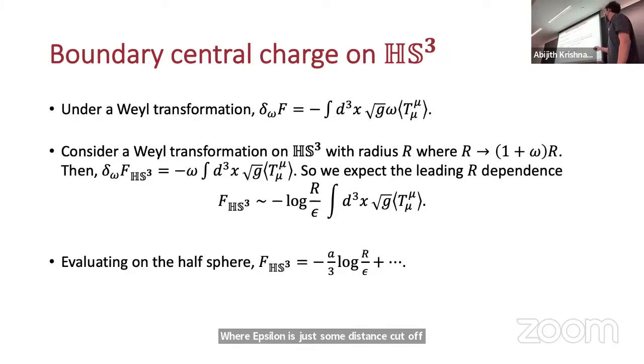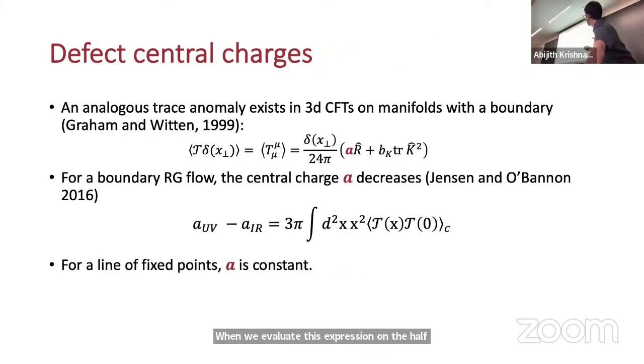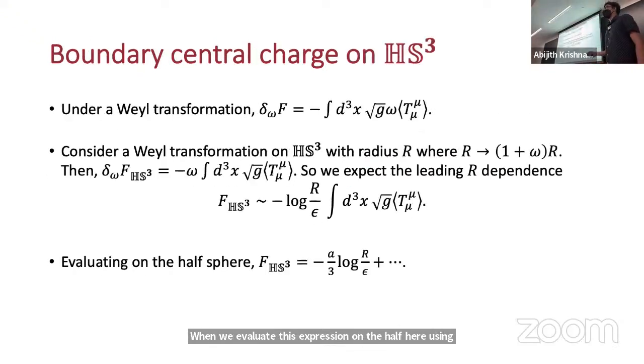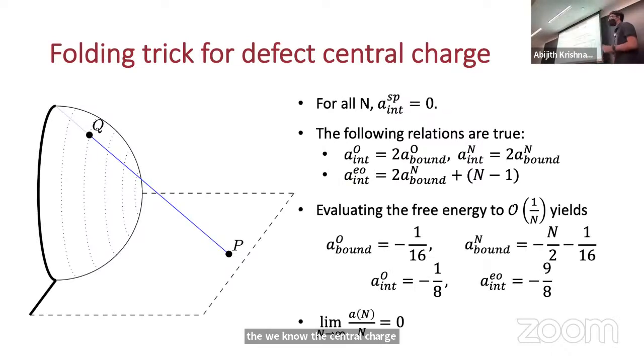When we evaluate this expression on the half sphere, using this expression for T mu mu, we find the following expression for the free energy of our system on the half sphere. So if we know the free energy of our system, we know the central charge. And so we can do this folding trick and compute the partition function explicitly for the different universality classes using the results from earlier, and we can compute the central charges directly. These are the results that we get when we do that.